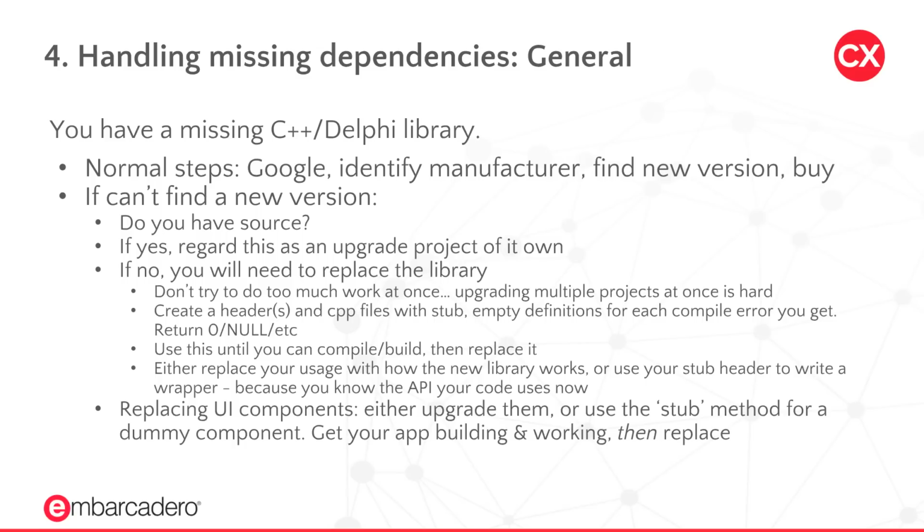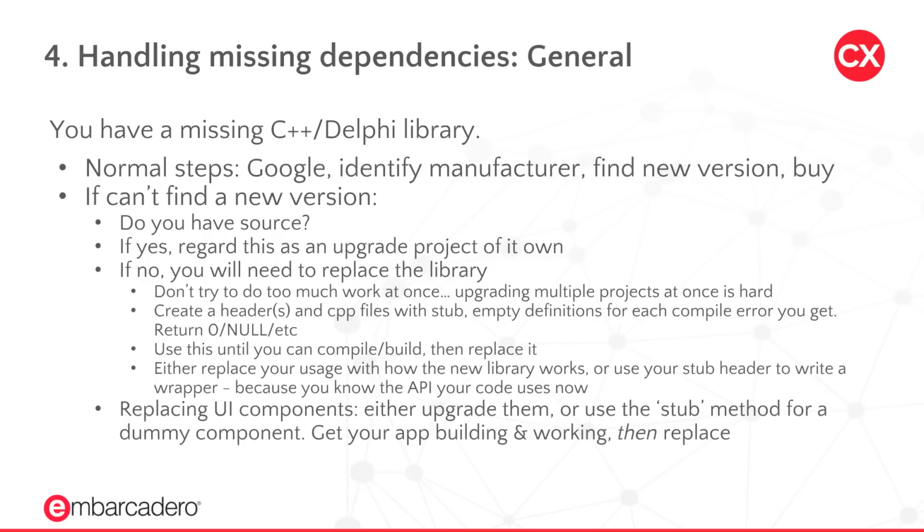So once again, don't try to do too much work at once, because upgrading multiple projects at once is hard. My personal recommendation for how to do this is just to create the headers and possibly C++ files with stub empty definitions for each compile error you get. So first of all, fix the ones where it can't find an include file by making that file. Then you'll get a bunch of compile errors where it's saying, I'm trying to call method foo and method foo doesn't exist. So write an empty, completely empty method foo. And you do this because it will let you compile, it will let you build, and then once you're building, you can go and replace it.